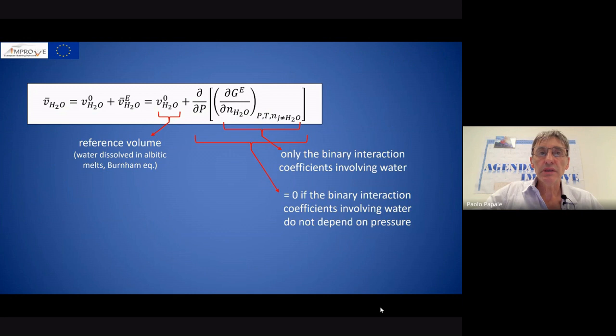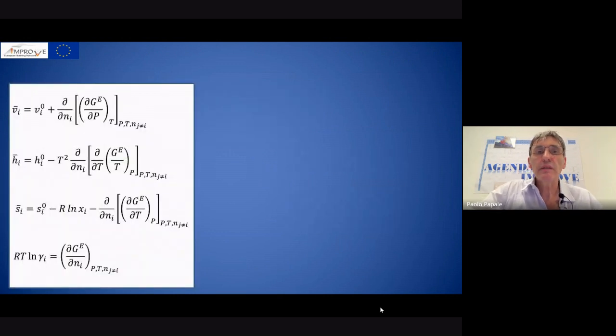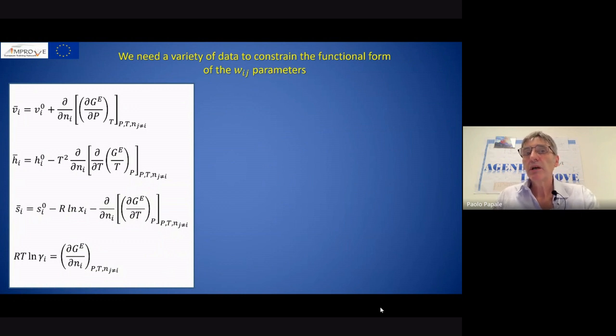We now start to see the overall consistency of the model. I showed the case for partial molar volume, but the same holds for any other thermodynamic quantity, like partial molar entropy, and activity coefficient, which relates to partial molar Gibbs energy. Each of these quantities relates to the excess Gibbs energy. Therefore, a proper form for the excess Gibbs energy of silicate melts, and in particular for the interaction between volatile components and silicate melts, requires that a variety of thermodynamic data be evaluated.